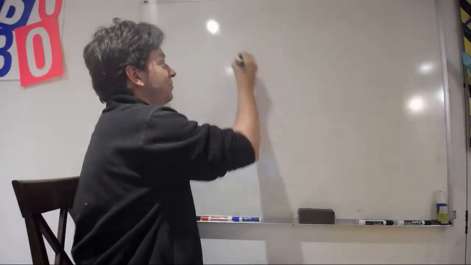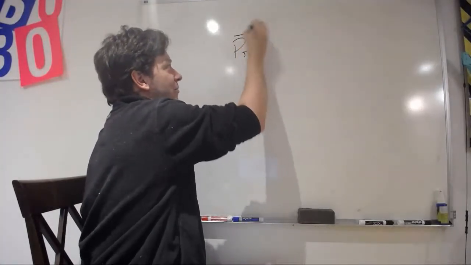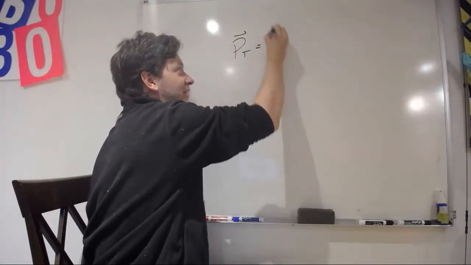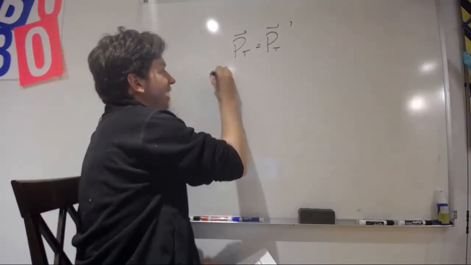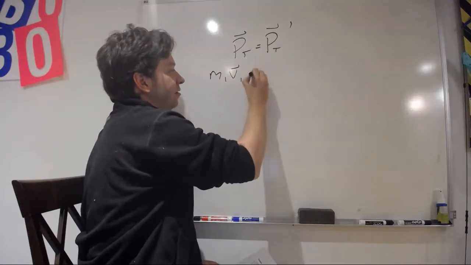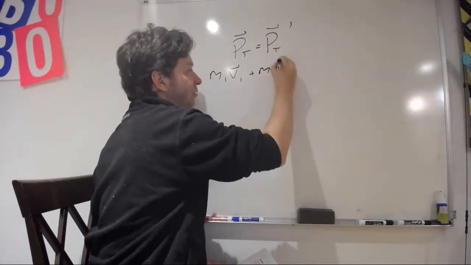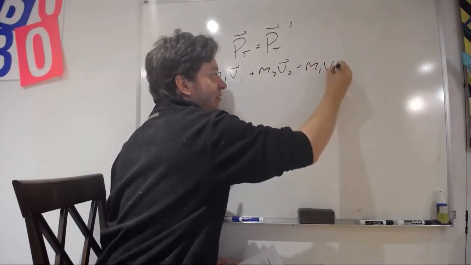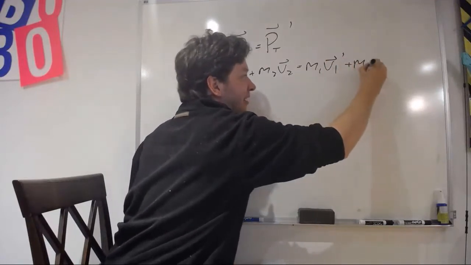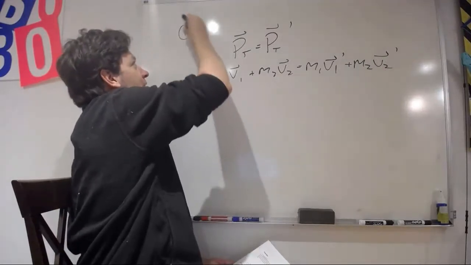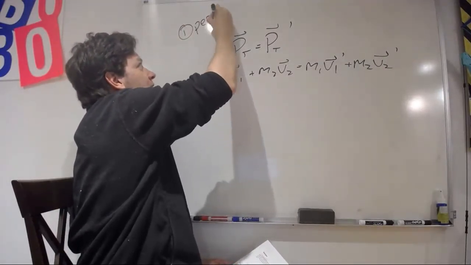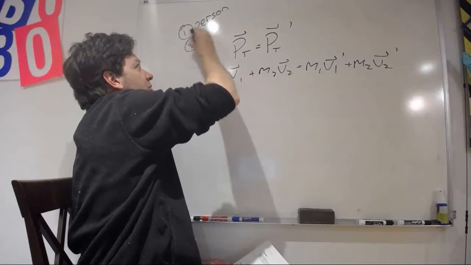So conservation of momentum: total momentum before this interaction equals total momentum after the interaction. So before we have m1v1 plus m2v2, and after we have m1v1 prime plus m2v2 prime. Let's say 1 is the person and 2 is the cart.